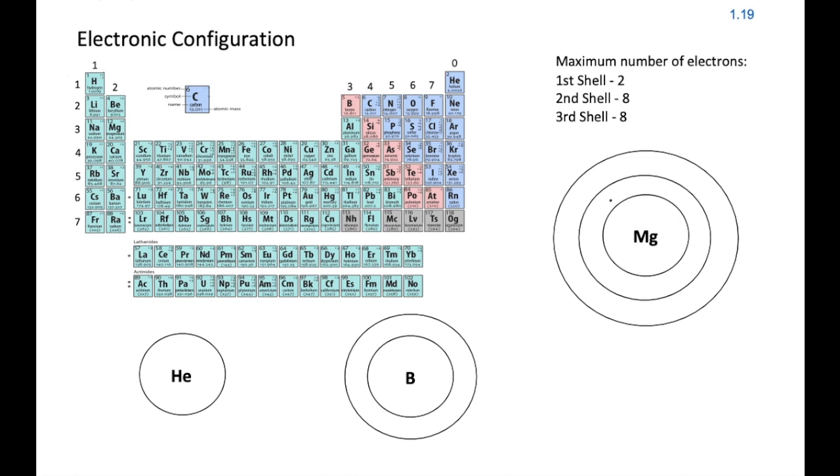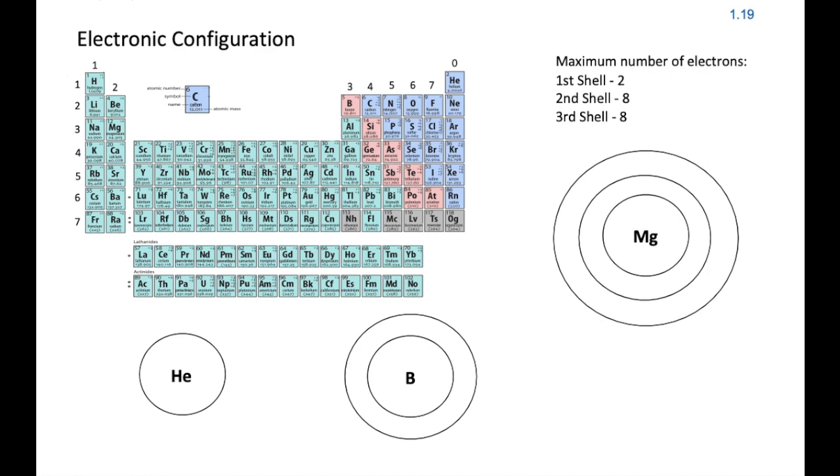So if we look at the shells, the electron shell with the lowest energy is filled first. And this is the one closest to the nucleus. So we fill the ones which are close to the nucleus before filling the ones which are further away. And there is a certain maximum number of electrons which can occupy each shell. For the first shell, the one closest to the nucleus, we can have 2 electrons occupying it. For the second and third shells, we can have a maximum of 8 electrons.